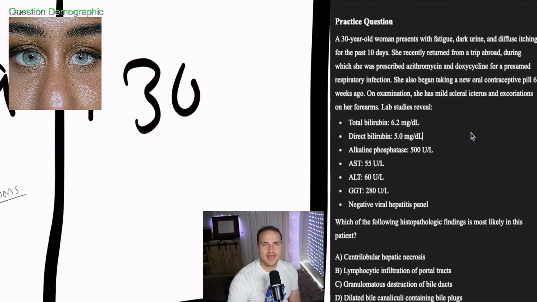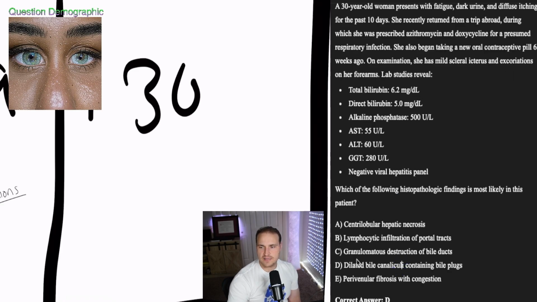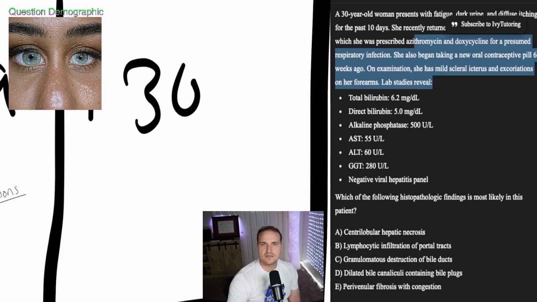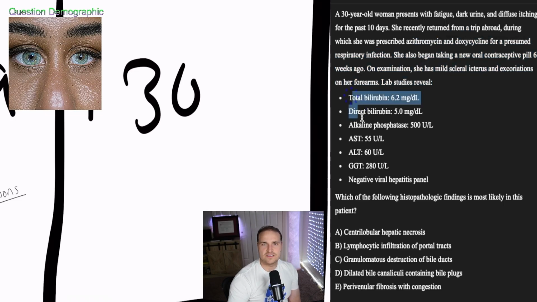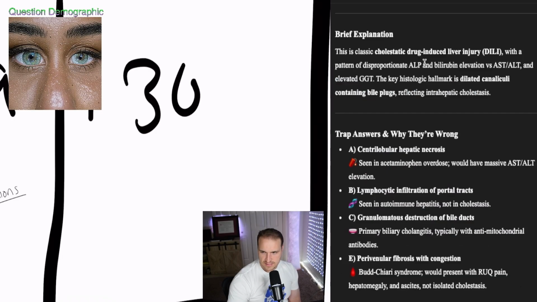All right, so we have some form of drug-induced liver injury. The answer is dilated bile canaliculi containing bile plugs. So they have cholestatic symptoms, right? Pruritus, scleral icterus, dark urine. Started taking a new pill, that helps to understand it's the medication causing this. But the lab values really give this away. We have disproportionately elevated alkaline phosphatase and GGT relative to the AST and ALT, and that's suggestive of cholestasis. That's the slowing or blockage of bile flow from the liver to the small intestine. There's also direct hyperbilirubinemia that supports impaired bile flow. And the reason it's these bile plugs is because we know it's cholestasis.